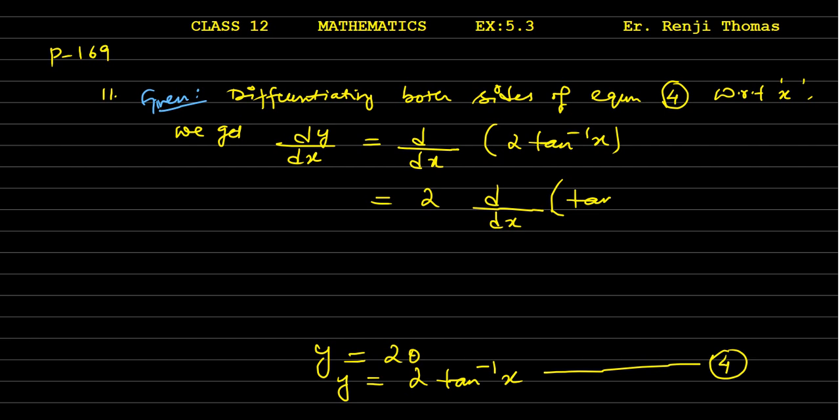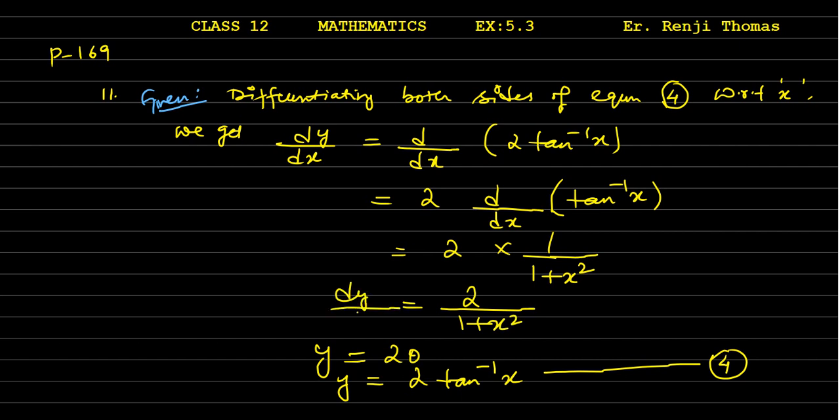We have to differentiate tan inverse x. We know from the previous sum that the differentiation of tan inverse x is 1 by 1 plus x square. So this comes out as 2 by 1 plus x square. So my dear students, this is the value of dy by dx. I hope you have understood this sum.